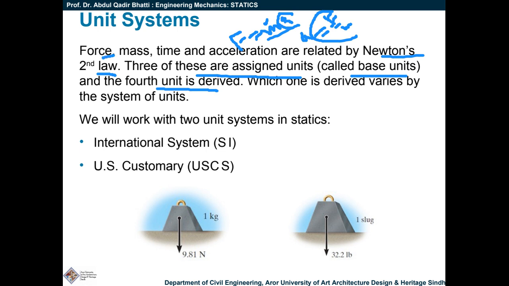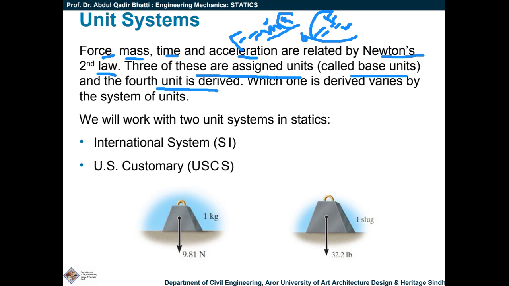So three are the basic units: force, mass, and time. Okay, you will find only one unit, like a meter, like kilogram, like seconds, like Newton. Only one unit, right? But in acceleration, you will not find one unit. Meter per second square, so two units are combined. Okay, these are the derived units.